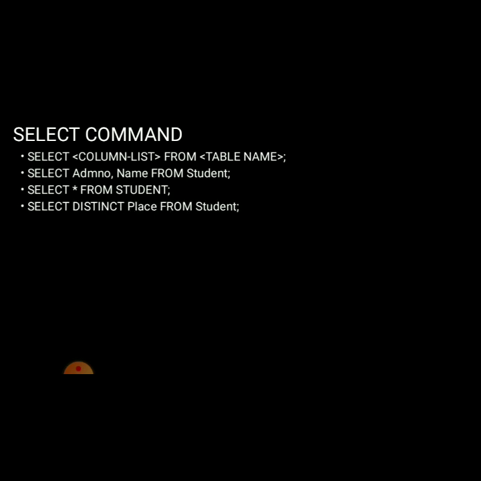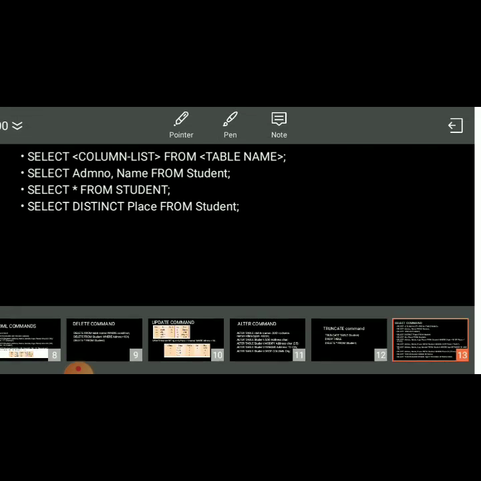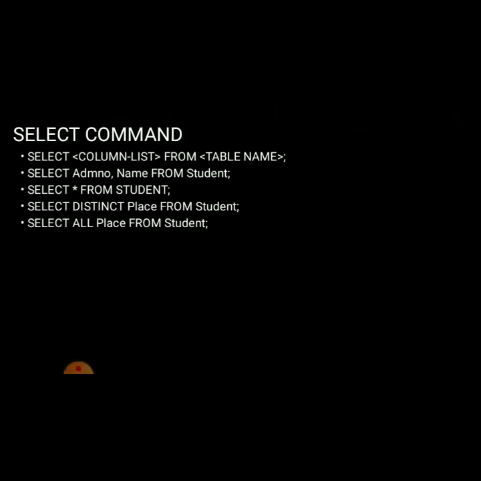Select distinct place from student. The places inside the student table, it will show the distinct values which are recorded inside the table. Next, select all place from the student. It is the opposite of the previous command. It shows all the places from the student table.